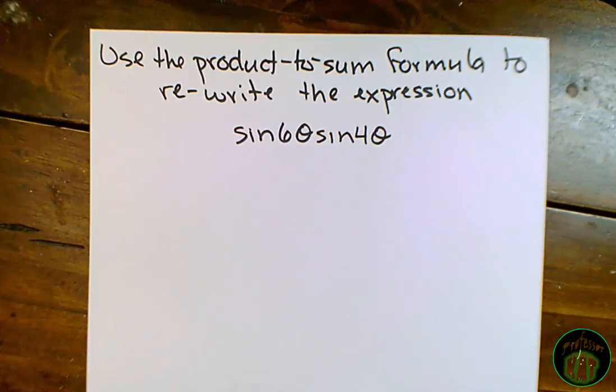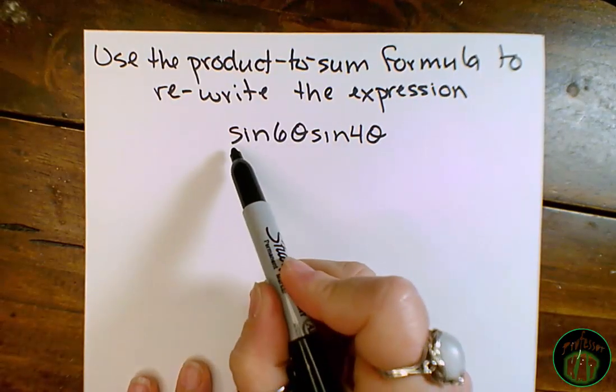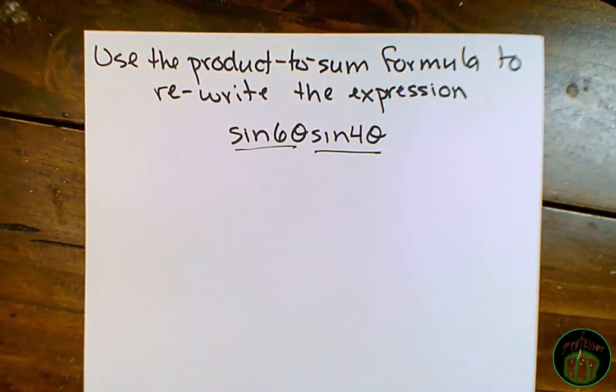So let's use the product to sum formula to rewrite the following expression. So we have sine 6 theta times sine 4 theta. Notice here we do have a product, a multiplication going on. It's asking us to use the product to sum formula to rewrite this.